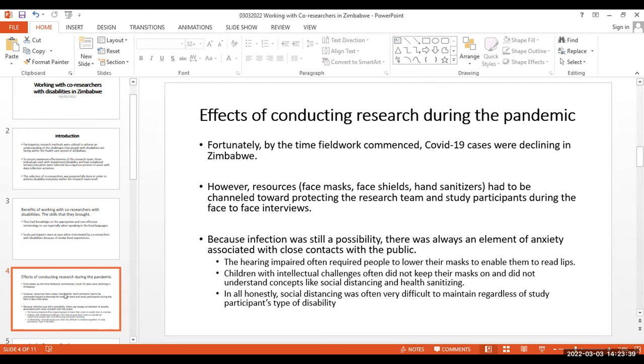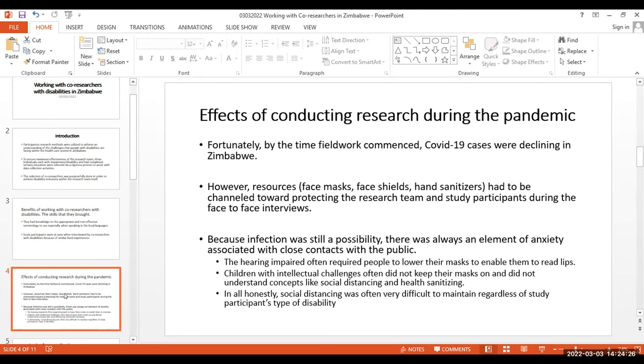However, as opposed to traditionally going into the field and collecting data, we realized that we had to invest in additional resources in order to protect our research team and to protect our study participants. Therefore, considerable resources were devoted towards buying face masks, shields, sanitizers, and all those things to ensure that we minimize the risk of infection. But we realized at the end of the day that we could not eliminate the risk of infection due to our chosen method of data collection, which was face-to-face interviews. There was always some anxiety associated with the possibility of infection.